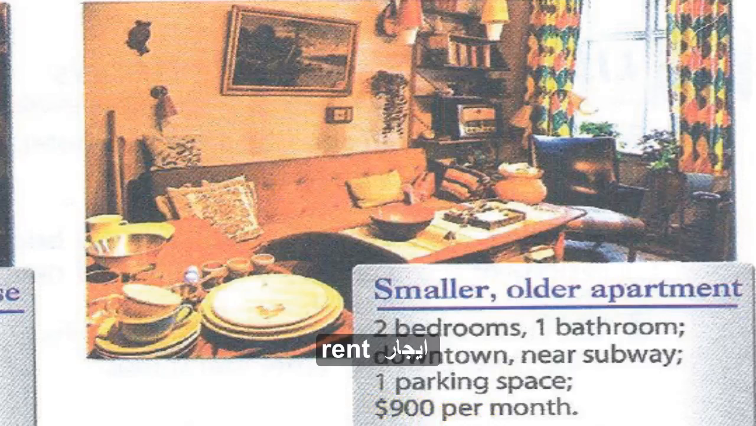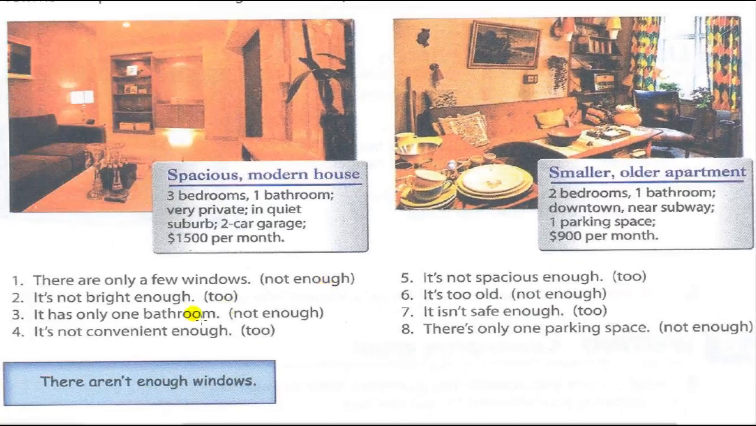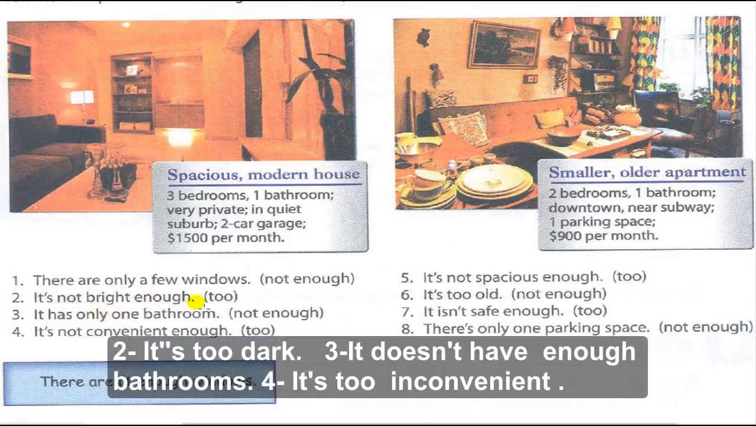Now, 1 minute, you answer. Example for you: there are only a few windows, not enough. There aren't enough windows. Number 2. It's not bright enough. So you don't have a lot of light. It's dark. So it's too dark.